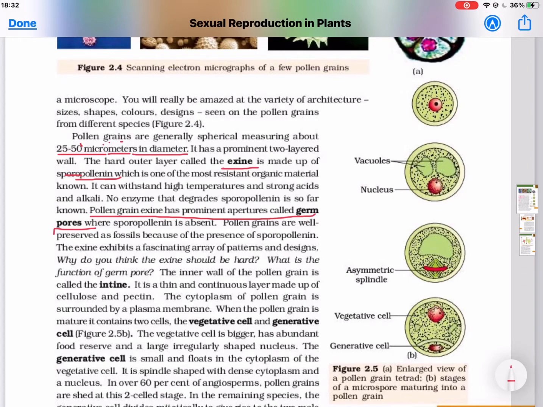Pollen grain exine has prominent apertures called germ pores where sporopollenin is absent. Pollen grains are well preserved as fossils because of the presence of sporopollenin.